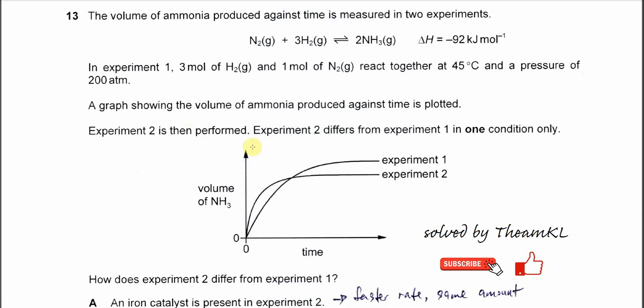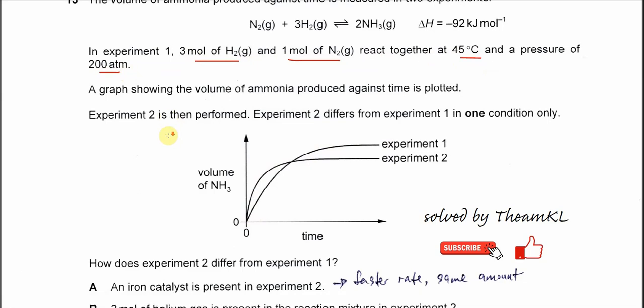Question 13. The volume of ammonia produced against time is measured in two experiments, and this is a Haber process. Enthalpy is given as negative 92 kJ per mole. In experiment 1, 3 moles of hydrogen and 1 mole of nitrogen react at 45 degrees C. Pressure is 200. And the graph is shown here for experiment 1.